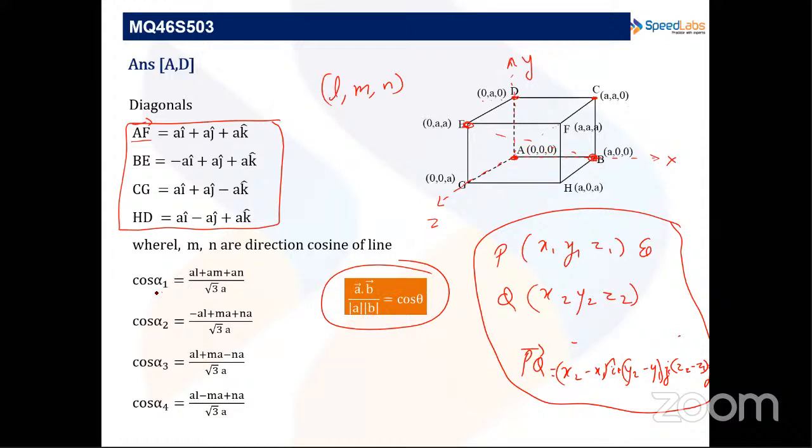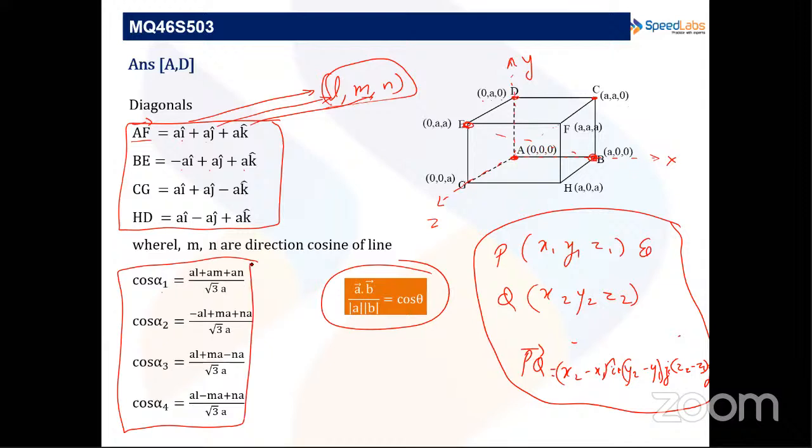So from this, cos alpha 1 will be AL plus AM plus AN. Similarly, cos alpha 2 will be minus A into L plus A into M plus A into N upon mod of, under the root L square plus M square plus N square is 1, and under the root A square plus A square plus A square will be root 3A. So from this we can find the value of cos alpha 1, cos alpha 2, cos alpha 3 and cos alpha 4.